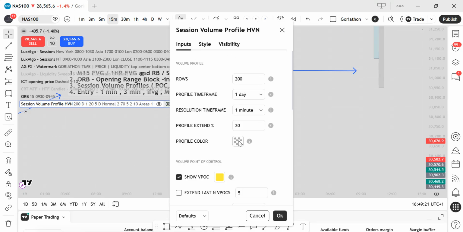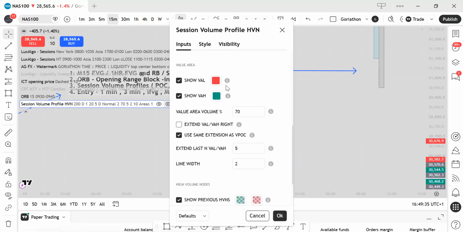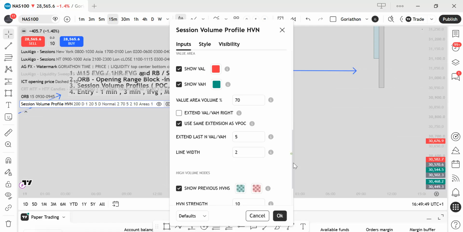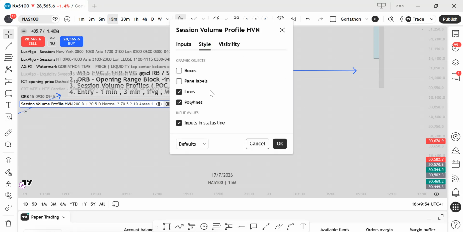These are all default settings. Profile color, I just make it 0 because I don't want to see the profile. That's not my main concern. What I want to see is basically the point of control, right? Volume point of control. And then you can give settings for value area low and value area high. So basically what we're going to use is the low will become the support levels, or key areas where the price would react from, and high would become the resistance levels, right? But it's very similar. So these settings, make sure you guys copy that.